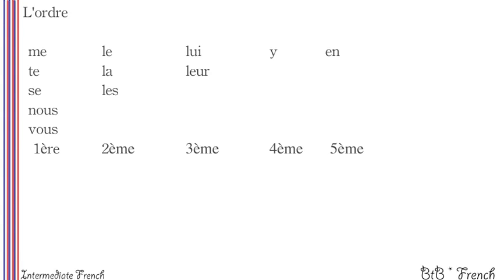If I was to form a sentence using la and y, I will place la before y. If I was to form a sentence that had nous, lui, y, then I'll put nous before lui and y will come last. If I had a sentence that had me, en, and la, I will put me first, la comes next, and en is last. So do not forget the order because it's very important.